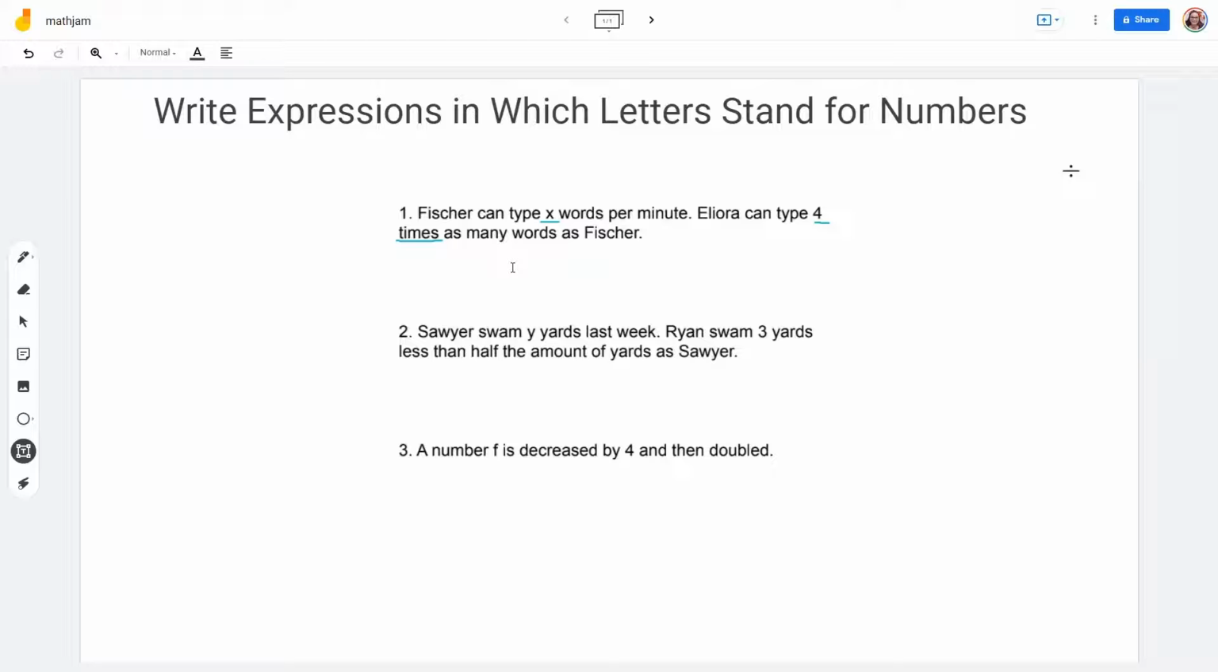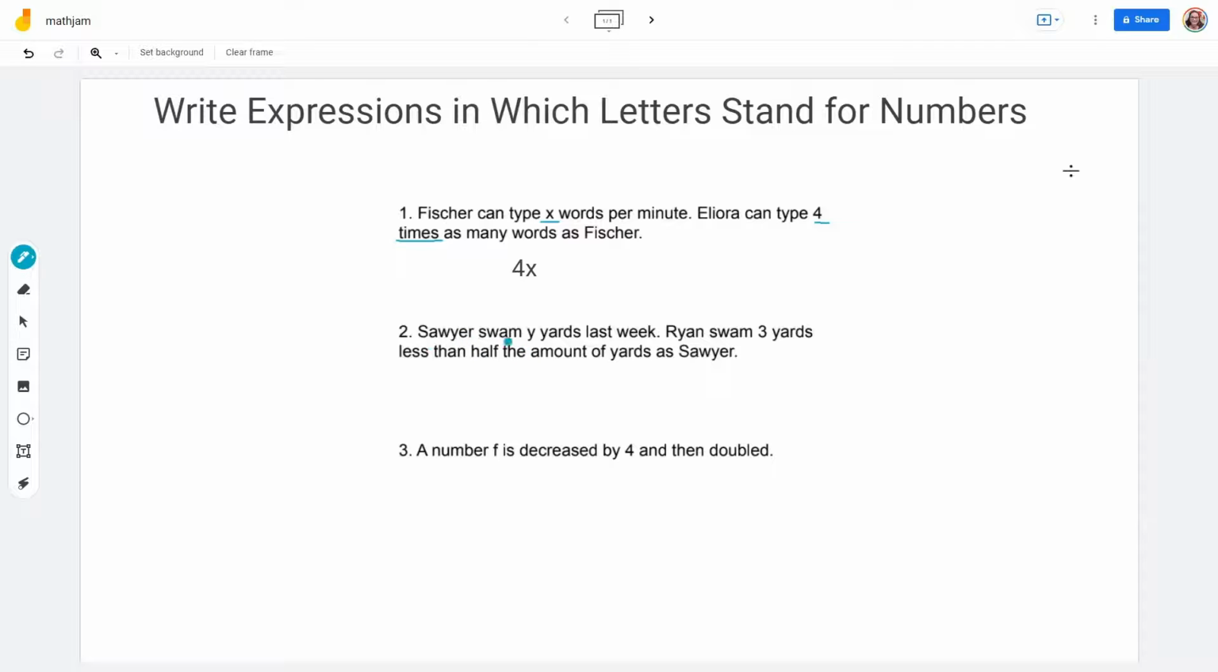Remember, anytime you see a number and a letter next to each other, that means we're multiplying them together. So if Fisher can type X words a minute and Eliora can type 4 times as many, we could write that out as an expression just by saying 4x. That means the exact same thing as 4 multiplied by x, or 4 times x. All right, let's take a look at the next one.